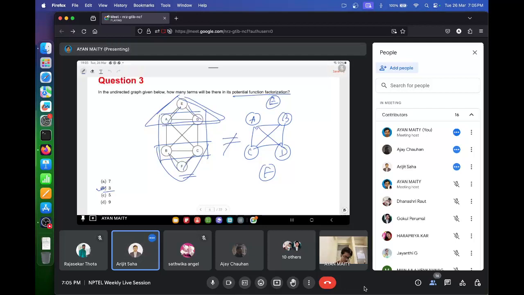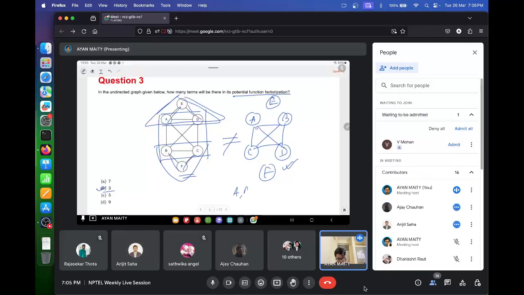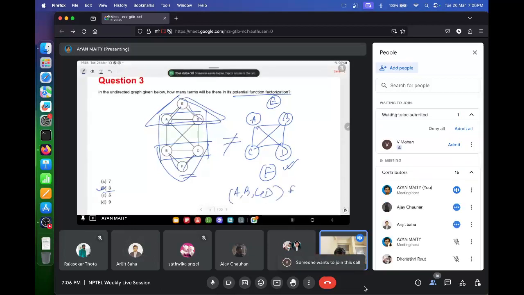Sir, as per my understanding, for this right-hand side graph the factorization would be A, B, C, D together, E separately, and F separately, because E and F are not connected to each other or to any other nodes, so they can be separate factors. I think this would be right, but I need to check it further. And if E and F are independent factors, in the main figure, how do you factorize?